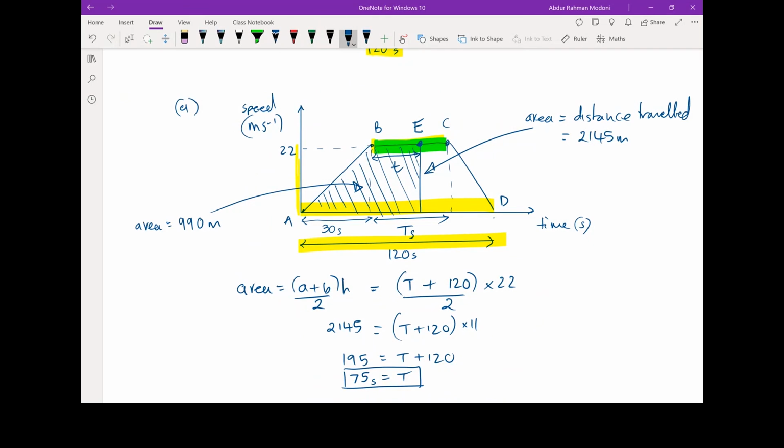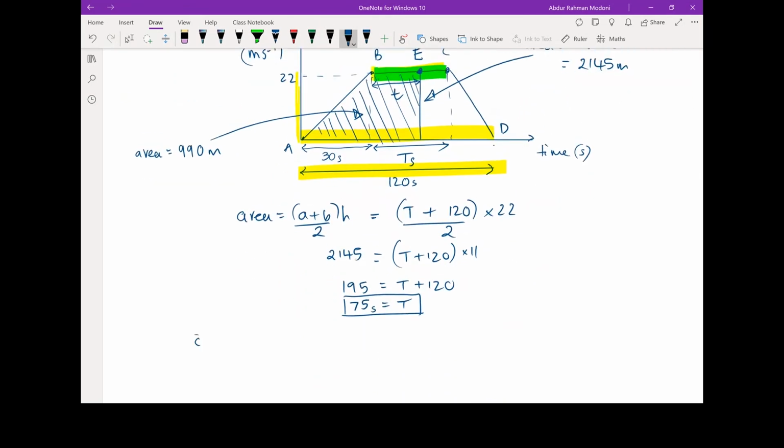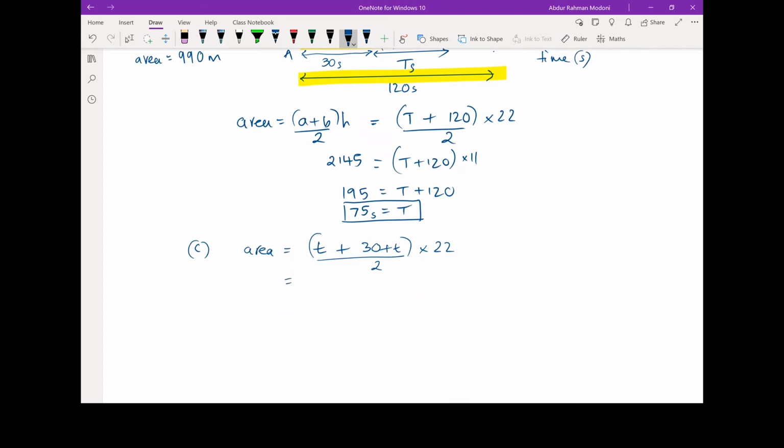So let's set up another equation here for part C. We'll set up an equation for the area of this trapezium. So that's going to be T, which is the parallel side on the top, plus 30 plus T, which is the length along the bottom there, divided by 2 times the distance between the two parallel sides, which is 22, and we know this area to be 990. So let's write down 990 is equal to 2 lots of T plus 30, simplifying the bracket there, and 22 over 2 again is 11.